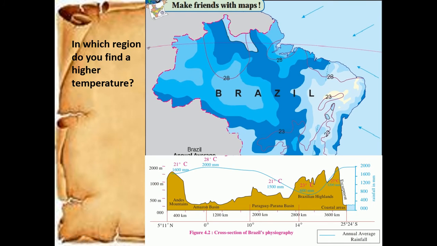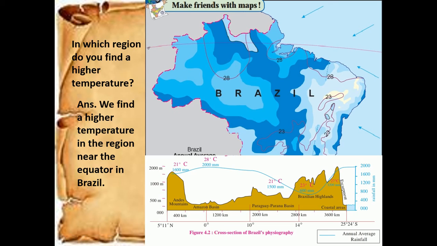In which region do you find a higher temperature? Now see, again you come, you will see that the temperatures are higher. Over here it is 28 degrees, and if you look down, it is the 0 degree, that is your equator area. So we can say we find a higher temperature in the regions near the equator in Brazil.